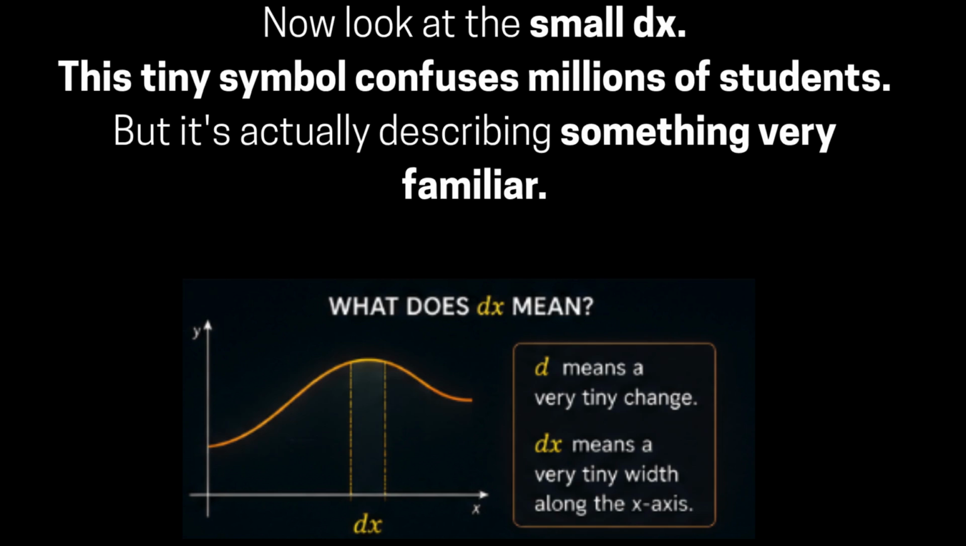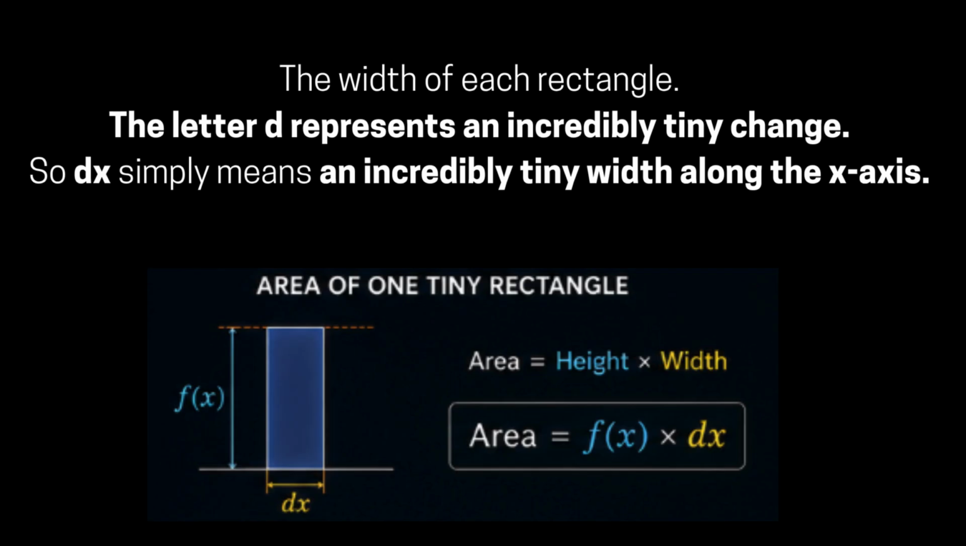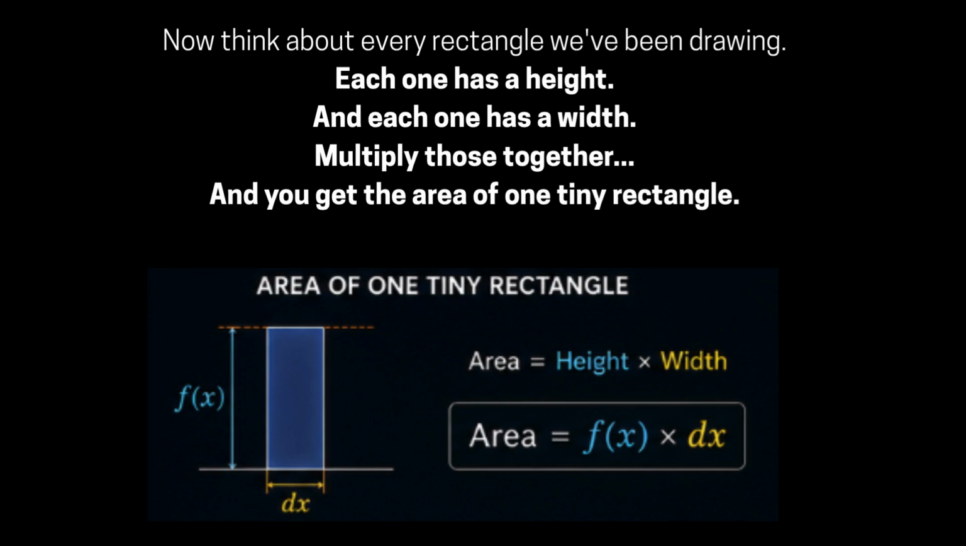Now look at the small dx. This tiny symbol confuses millions of students. But it's actually describing something very familiar. The width of each rectangle. The letter d represents an incredibly tiny change. So dx simply means an incredibly tiny width along the x-axis. Now think about every rectangle we've been drawing. Each one has a height, and each one has a width. Multiply those together, and you get the area of one tiny rectangle.